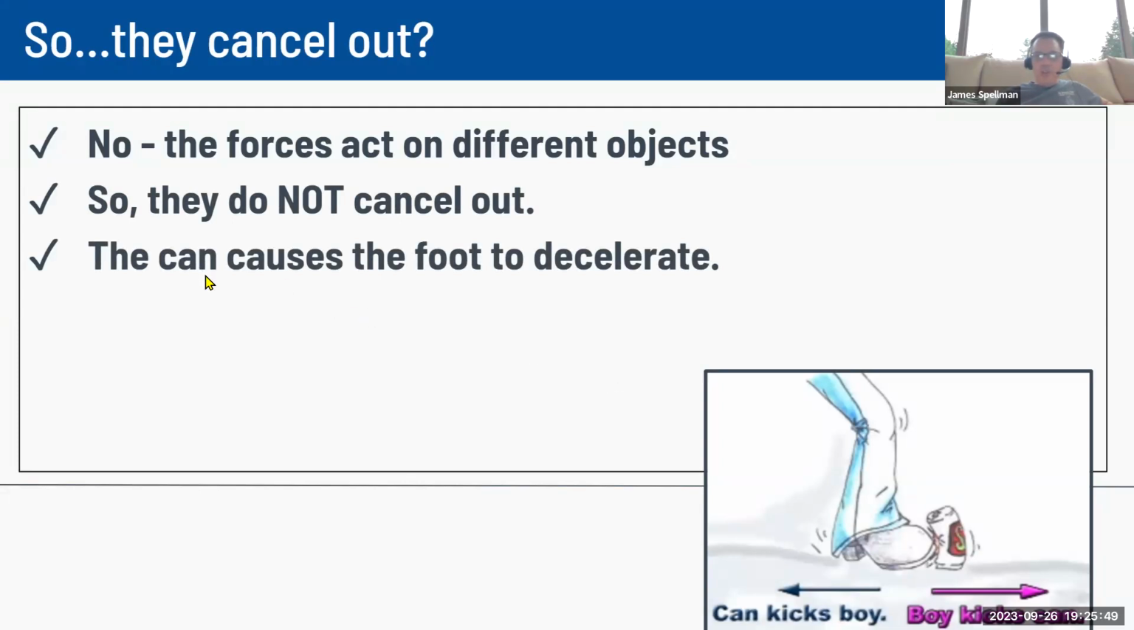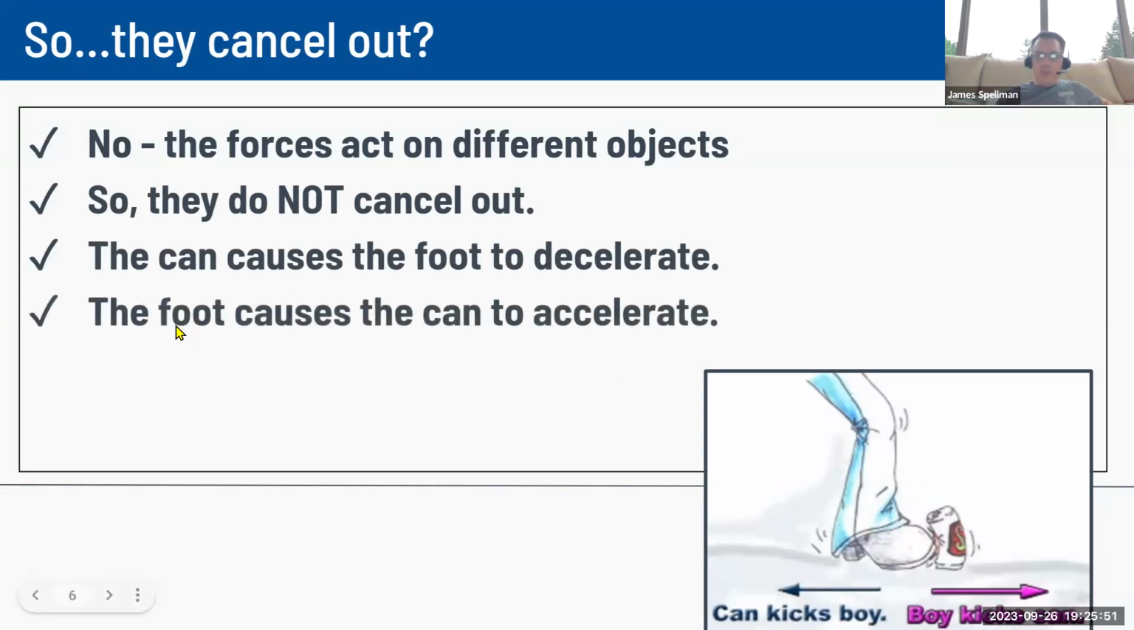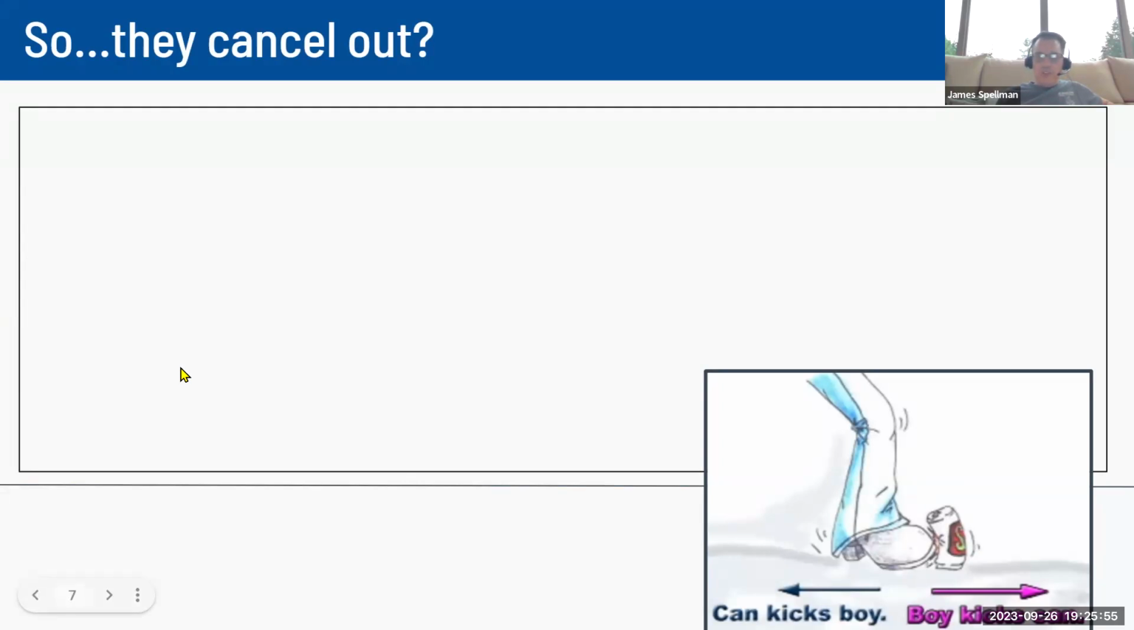So the can will cause the foot to decelerate. The foot will cause the can to accelerate. The forces themselves don't cancel out.